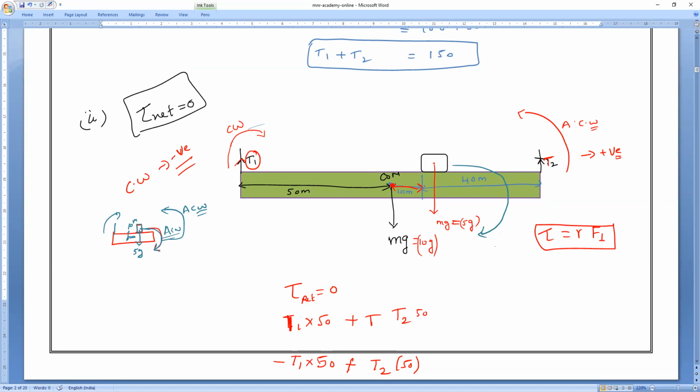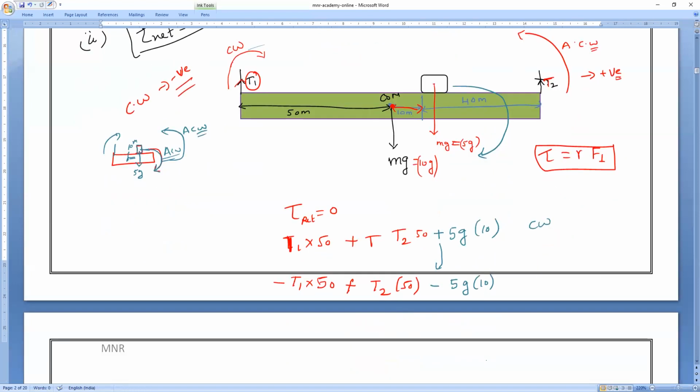Yes, please respond, all of you. So here what will happen? This will become plus 5g into 10. That is the weight. But this 5g becomes what? It is clockwise, and clockwise means negative. So minus 5g into 10. Everybody, do you understand?